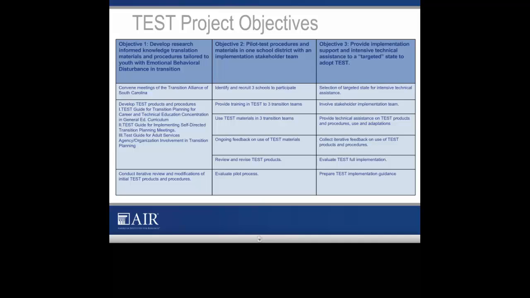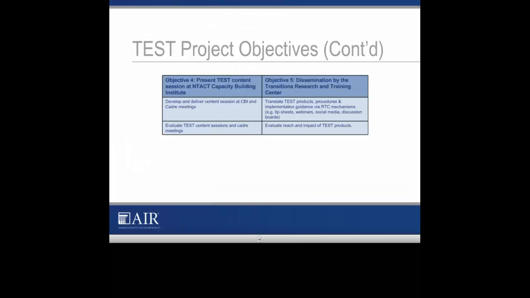And our 4th objective was, having developed it with the input of an implementation team, and then pilot tested it in an initial pilot test, and then in a larger pilot test in a particular state with targeted technical assistance, we would then present the results of that at a content session at a National Capacity Building Institute. And then finally, having fully tested the materials, we would go through widespread dissemination through our Research and Training Center.